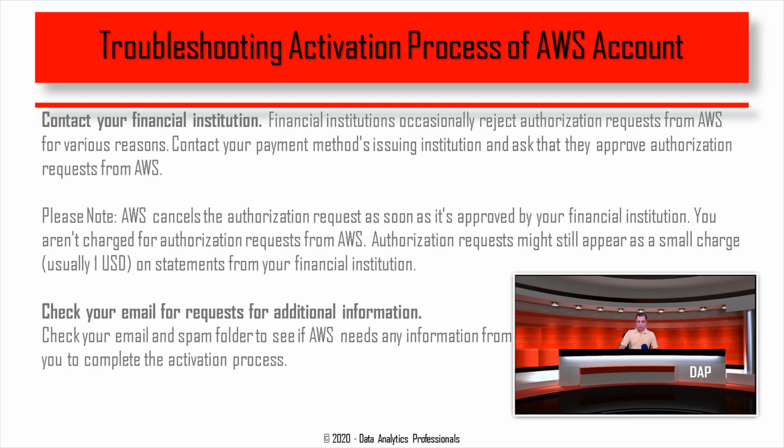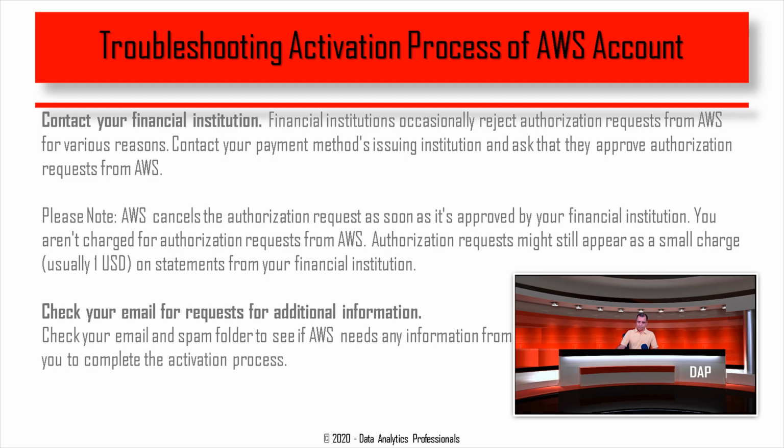Now if everything looks fantastic to you, if everything is okay from your end, then contact your financial institution who have provided the card. Financial institutions or banks occasionally reject authorization requests from AWS for various reasons. Contact your payment method's issuing institution or bank and ask that they approve the authorization request from AWS. You can do it by calling them and letting them know that you have made such and such request. Please do authorization of that.